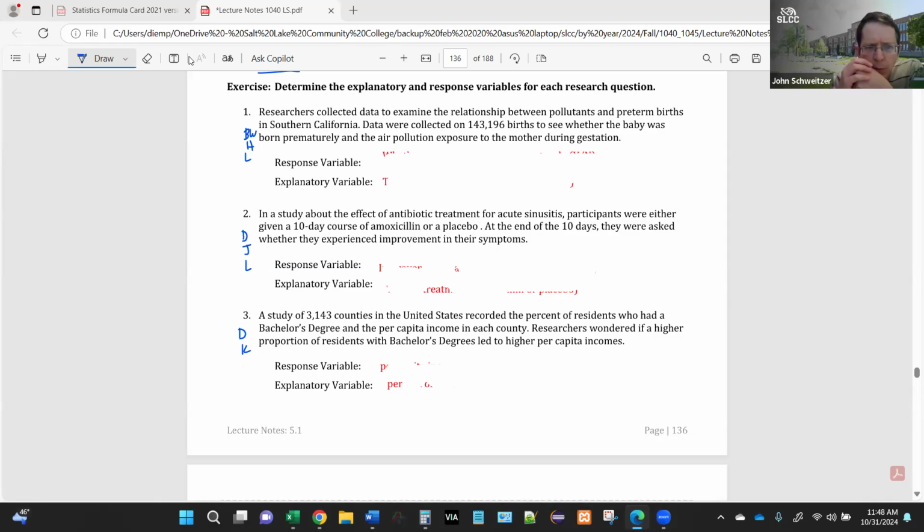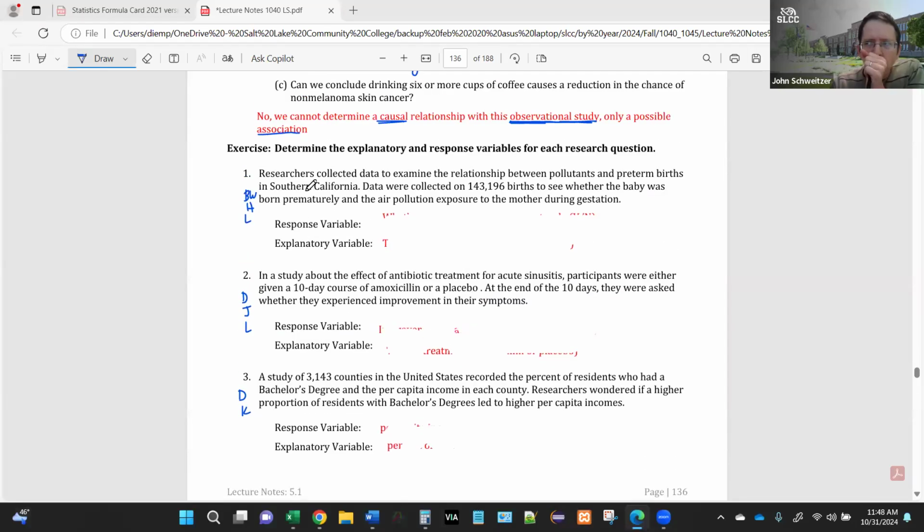Anybody get it? So for number 1 here, I'll read through it. So we have researchers, they've collected data and they're looking at the relationship between pollutants and preterm births, right? So I think preterm means the baby is about at least a month or more early, right? And so typically, it's not something we want to see too much. I think it is associated with some problems later on. So they're trying to see if the pollutants are causing this preterm birth issue.